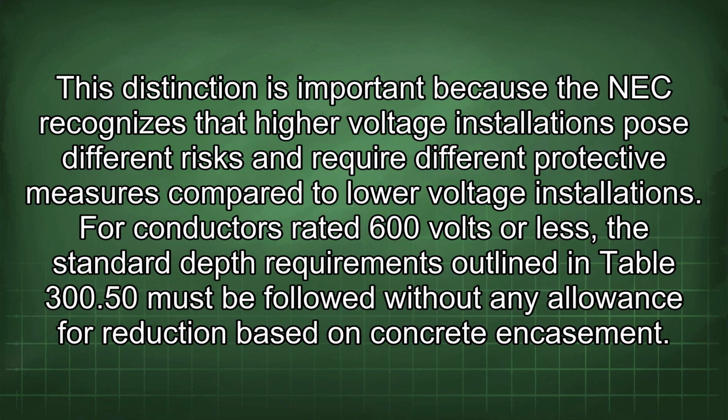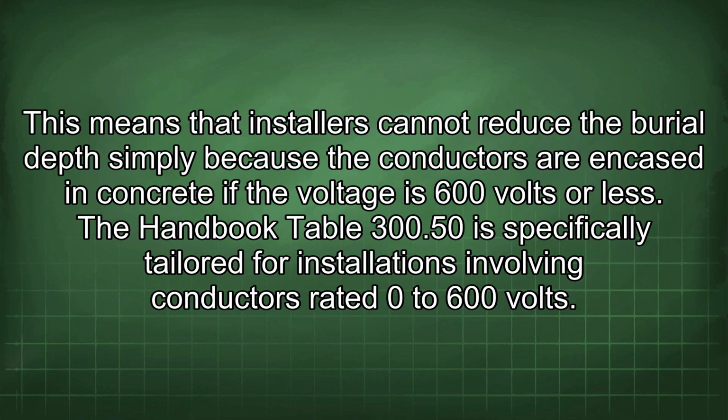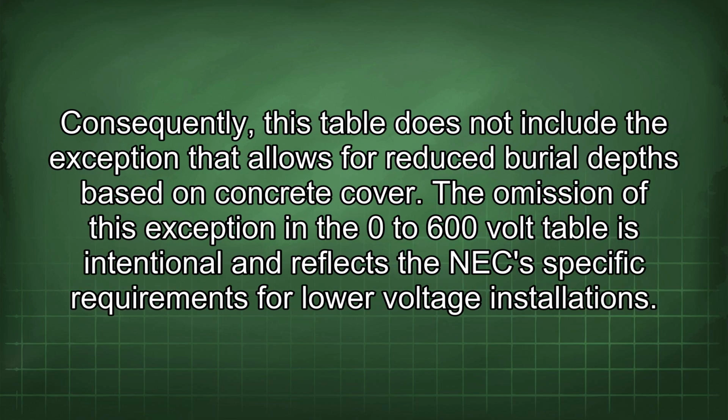For conductors rated 600 volts or less, the standard depth requirements outlined in Table 300.50 must be followed without any allowance for reduction based on concrete encasement. This means that installers cannot reduce the burial depth simply because the conductors are encased in concrete if the voltage is 600 volts or less. The Handbook Table 300.50 is specifically tailored for installations involving conductors rated 0 to 600 volts. Consequently, this table does not include the exception that allows for reduced burial depths based on concrete cover.